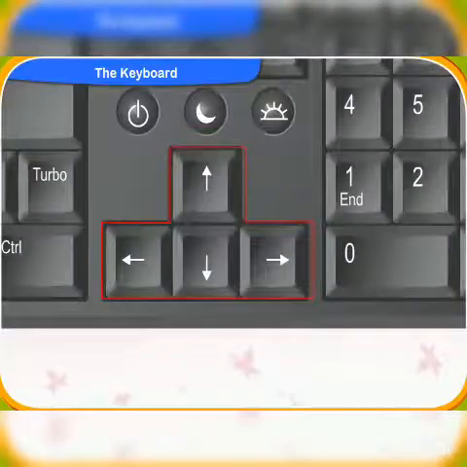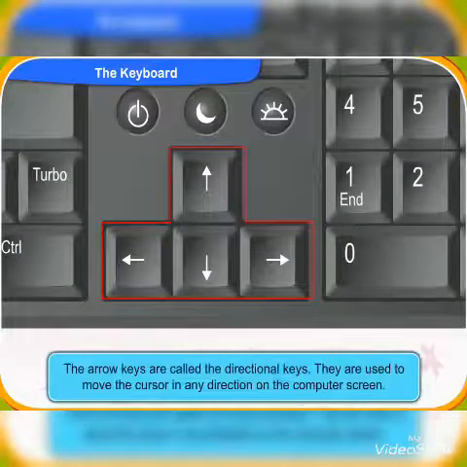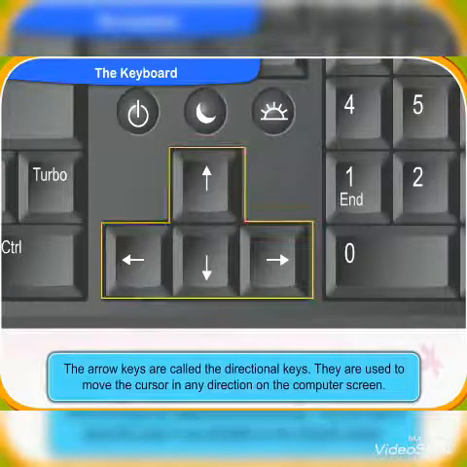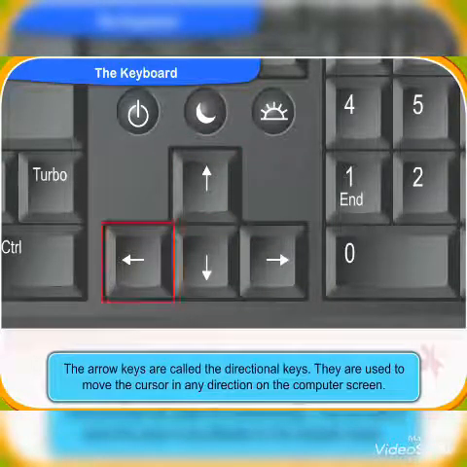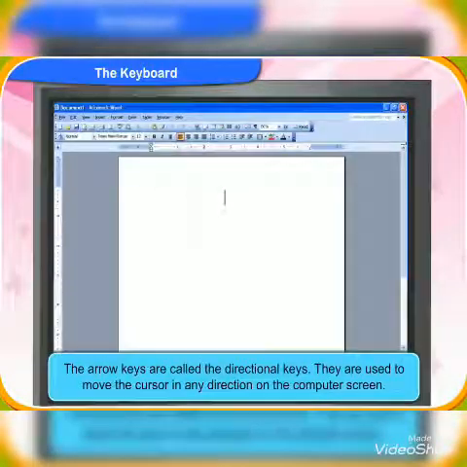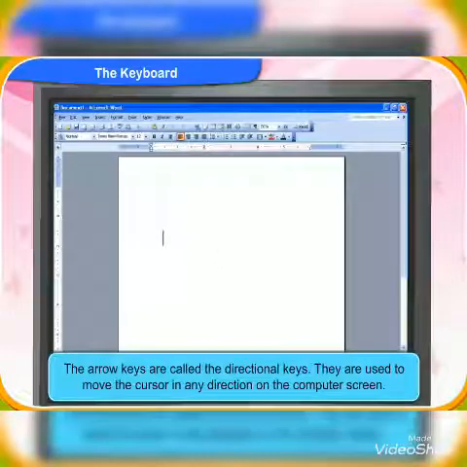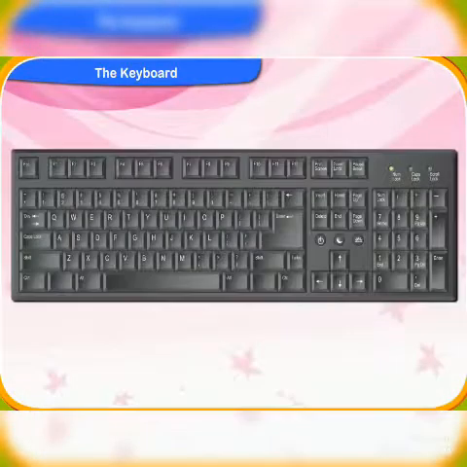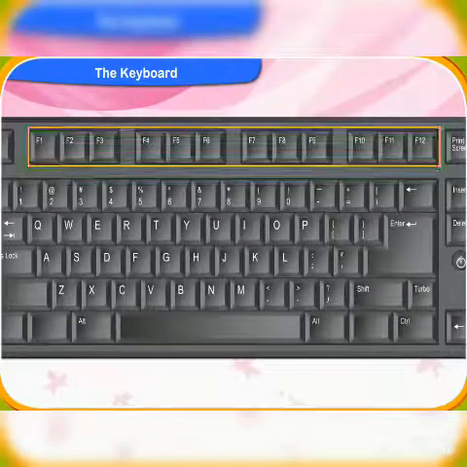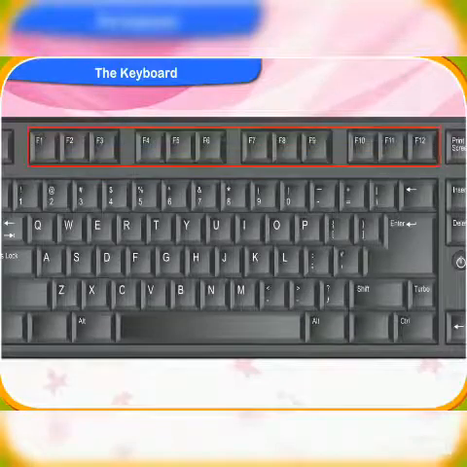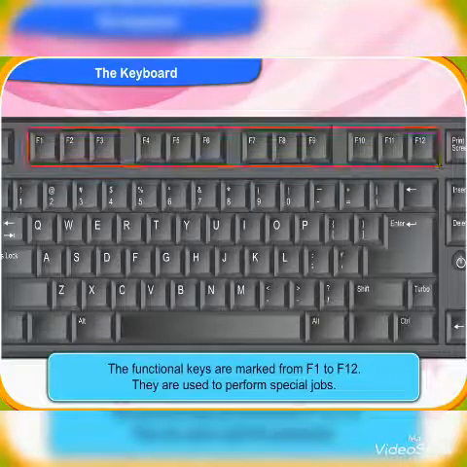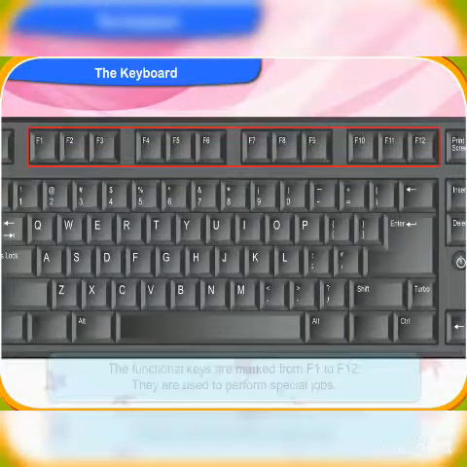What are these arrow keys for, Clicko? The arrow keys are called the directional keys to point to directions up, down, left and right. They are used to move the cursor in any direction on the computer screen. Clicko, what are these keys on top of the keyboard? They are named from F1 to F12. They are the function keys. They are used to perform special jobs.